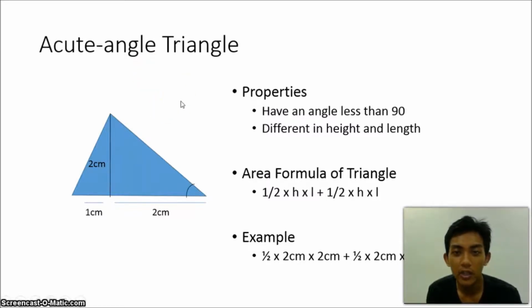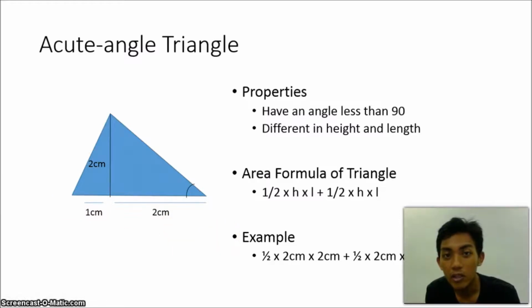Now, an acute angle triangle has an angle less than 90 degrees, meaning it will also have different height and length. The area formula of this triangle is similar to the scaling triangle, which is 1 over 2 times 2 cm height times 2 cm in length, plus 1 over 2 times 2 cm height times 1 cm in length, which is equal to 3 cm squared.